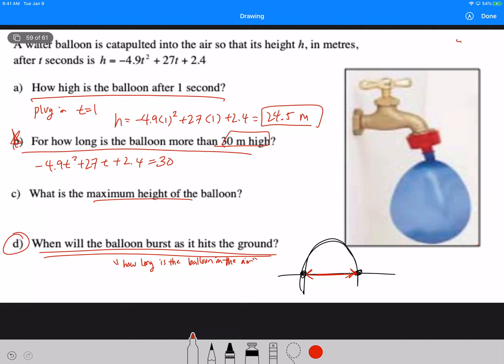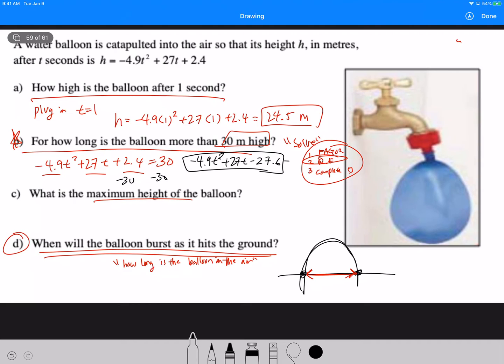So in these, you have to solve the quadratic equation. Whenever you're solving for something, I want you to remember that there are 3 ways to solve a quadratic equation, which are factor, quadratic formula, and complete the square. It's always one of these 3. Most likely it's going to be quadratic formula that you're going to be using for this question because look at these numbers. They're very, very ugly to deal with. So I'm going to move this 30 to the left-hand side, and I'm going to get negative 4.9 t squared plus 27t minus 6. This is going to be my quadratic equation that you have to set equal to 0 in order for us to solve.